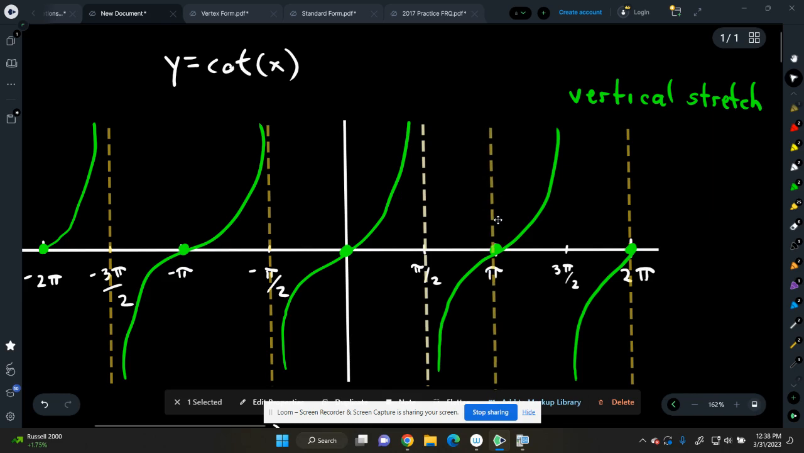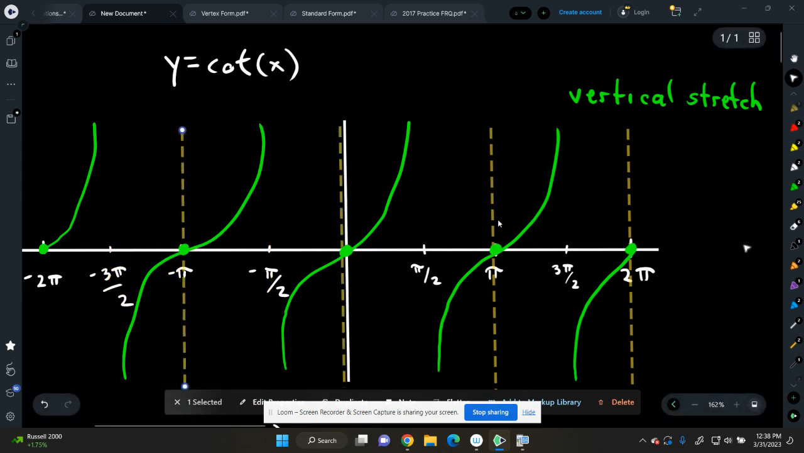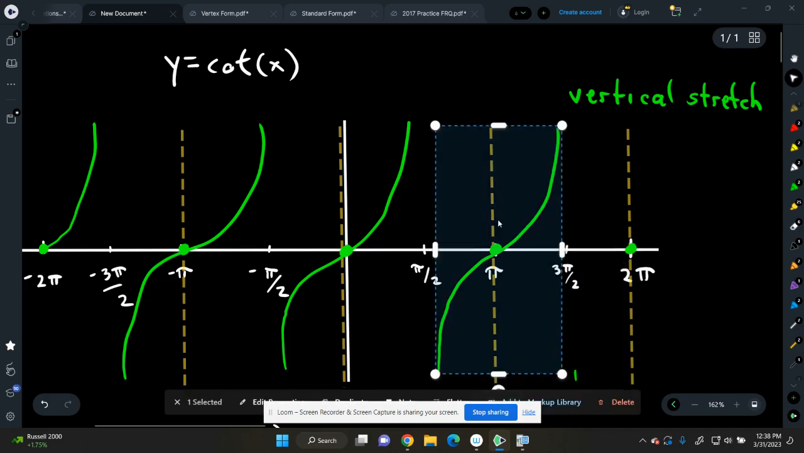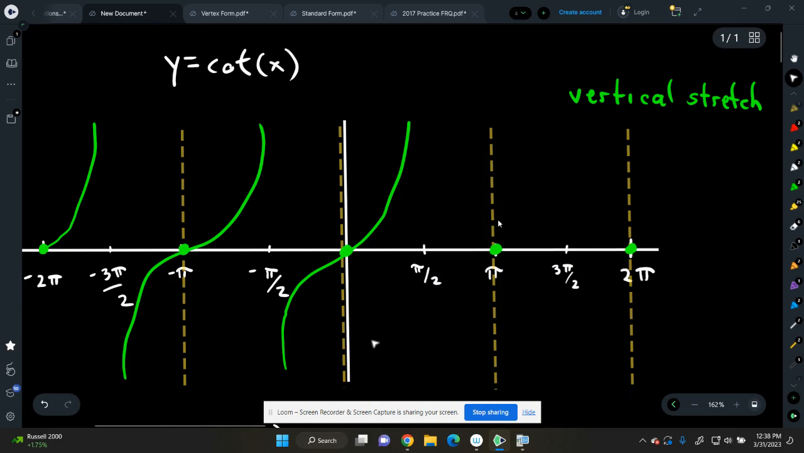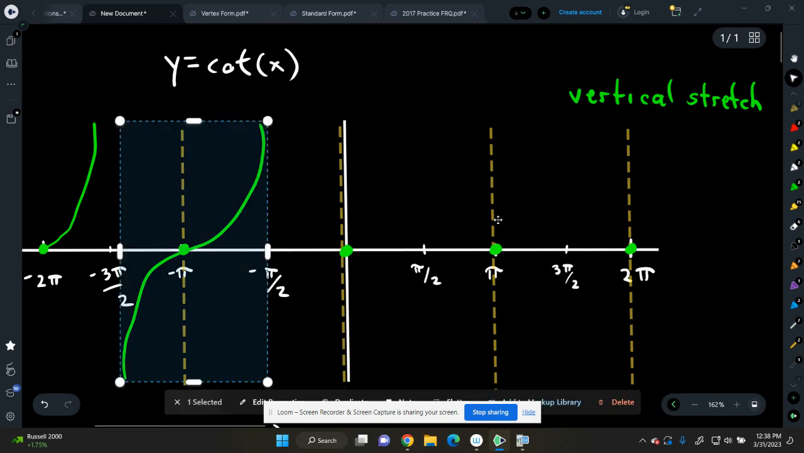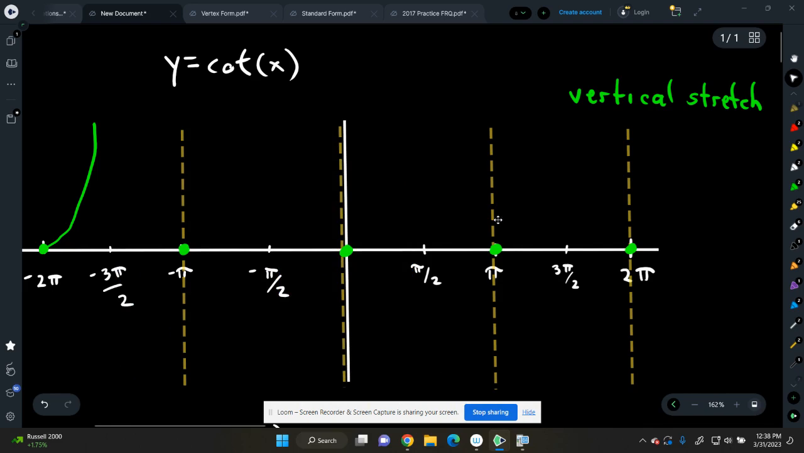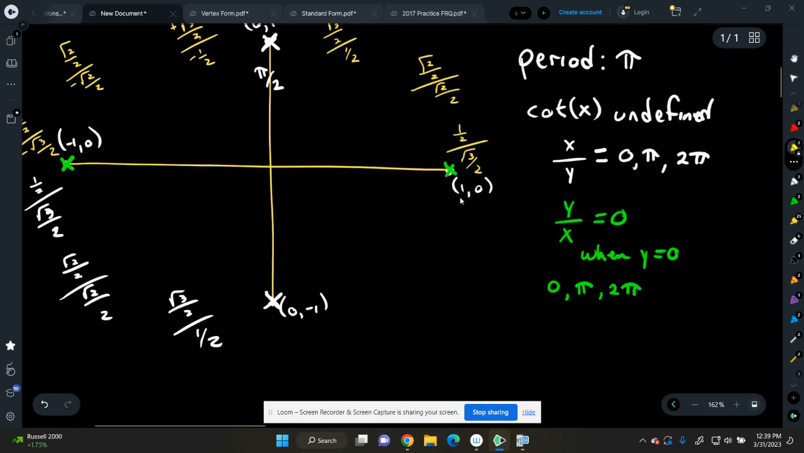I think pretty much everyone I heard saying that it's going to be a similar shape, so we're just moving it. What about the period? Do you think the period's going to change? Is the period going to be pi or 2 pi? How did we determine the period? When it started to repeat itself. So how long is it going to take for cotangent to repeat itself? We're going to use the same reasoning. It's going to be pi. So the period is the same.